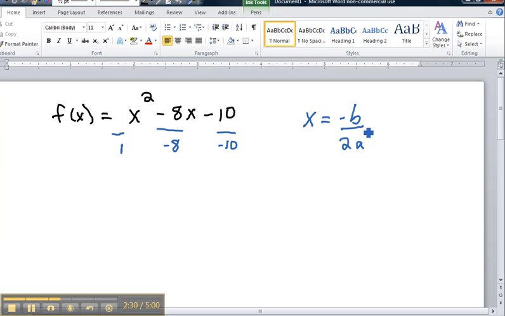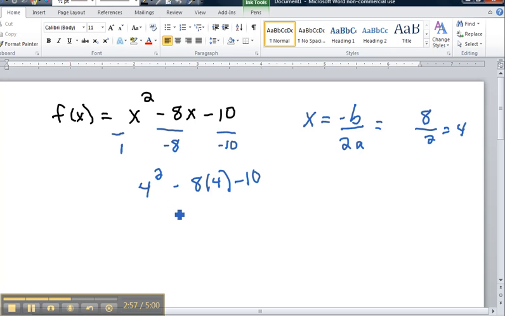So since you just plug those values in, and a lot of you can do this in your head. So I'm going to plug in a negative 8 here, so I'm going to have negative of a negative 8, which will make that positive 8, over 2 times 1, which is 2, which will be 4. So now we're going to take 4, plug it in for x. Do some math here. 4 squared minus 8 times 4 minus 10.